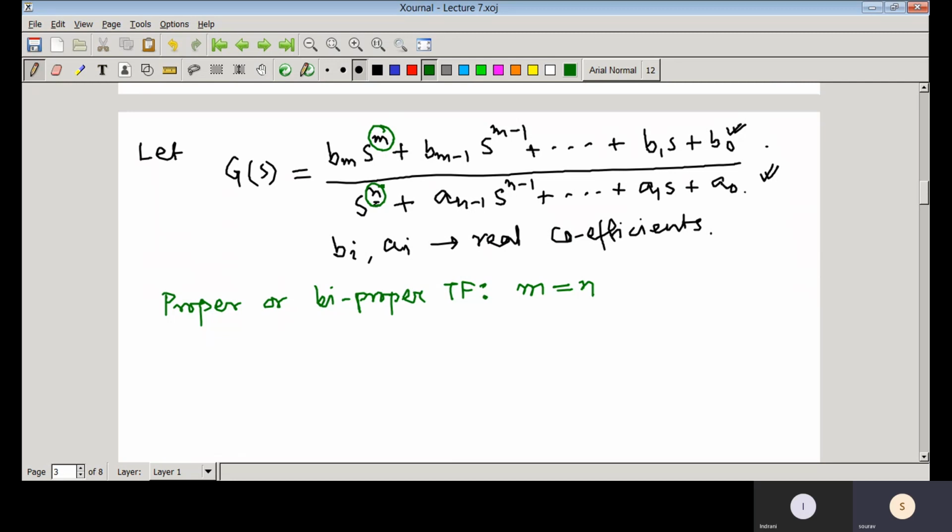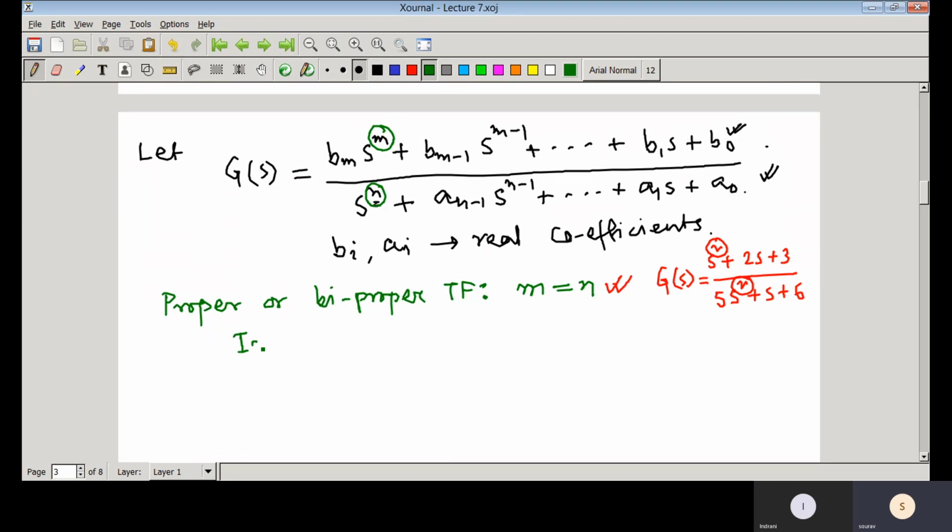degree of the denominator polynomial. Whenever the degrees of the numerator and denominator polynomials are the same, we say it is a proper transfer function. For example, G(s) equals s square plus 2s plus 3 over 5s square plus s plus 6. Here the numerator degree is 2 and the denominator degree is 2, so m equal to n. This is one example of a proper or biproper transfer function.